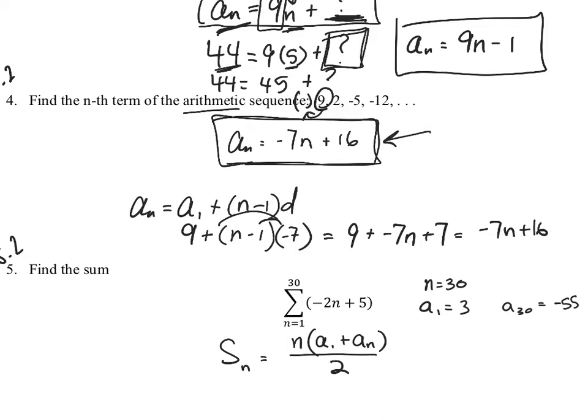So if you plug all that into the formula, you're going to have 30, and then 3 plus negative 55, all over 2.